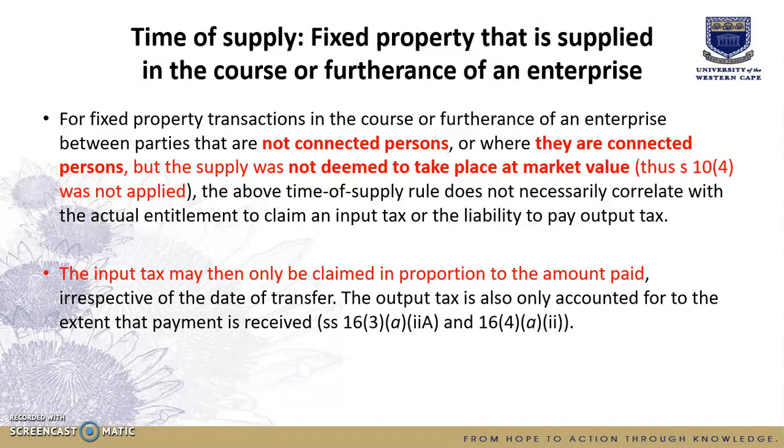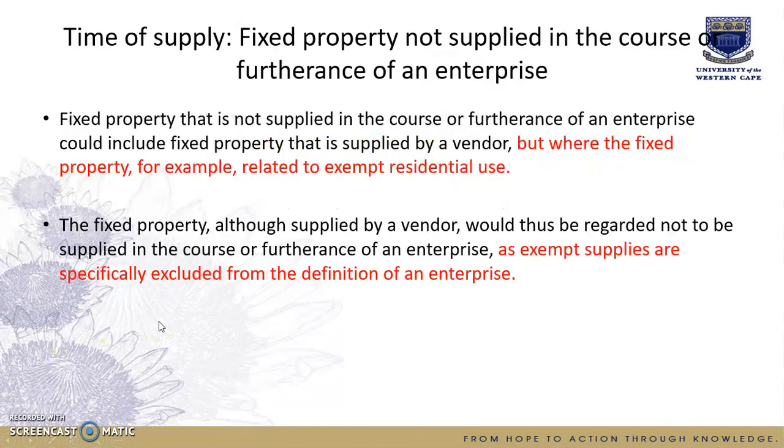The time of supply, fixed property that is supplied in the course or furtherance of an enterprise. So for fixed property transactions in the course or furtherance of an enterprise between parties that are not connected persons, or where they are connected persons, but the supply was not deemed to take place at market value, the above time of supply rule does not necessarily correlate with the actual entitlement to claim an input tax or the liability to pay output tax. So in other words, the input tax may then only be claimed in proportion to the amount paid, irrespective of the date of transfer. The output tax is also only accounted for to the extent that payment is received. So I can only claim input tax in a situation like this in proportion to the amount that I have already paid, or considerations I've already paid for that property.